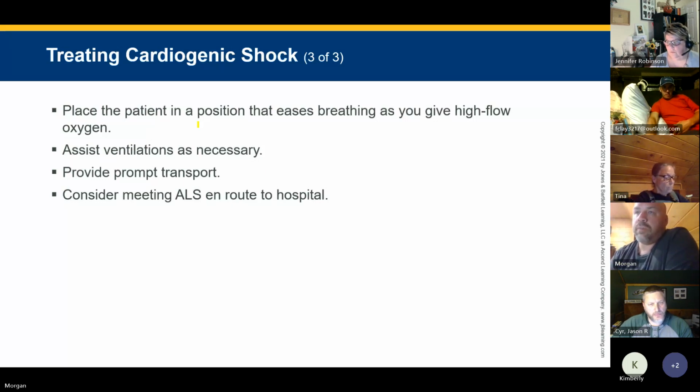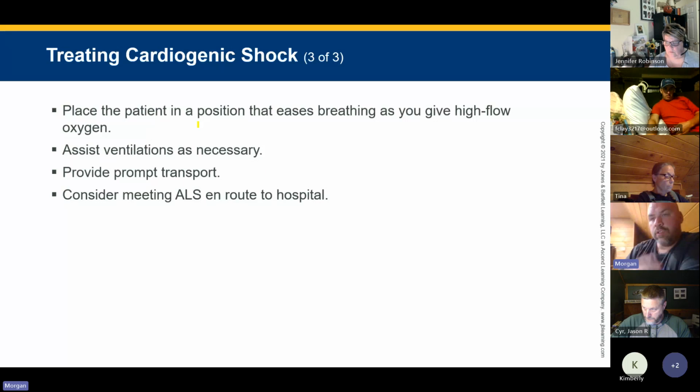So we'll place the patient in a position that eases breathing. Usually that's sitting up, held upright, because you want gravity to be your friend. Assist ventilations when necessary. If you do have to use the BVM, it's best if they're laying down, but do the best you can with what you have.